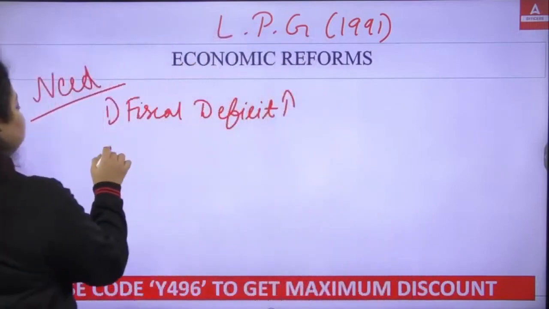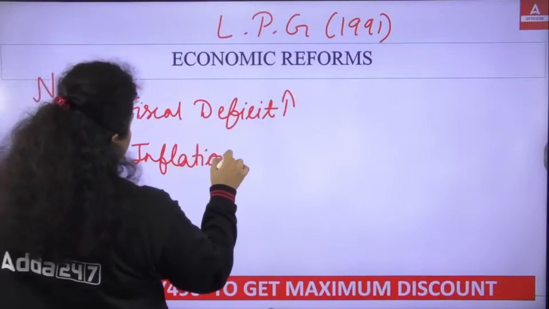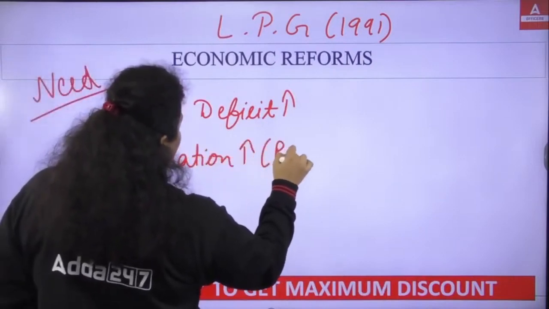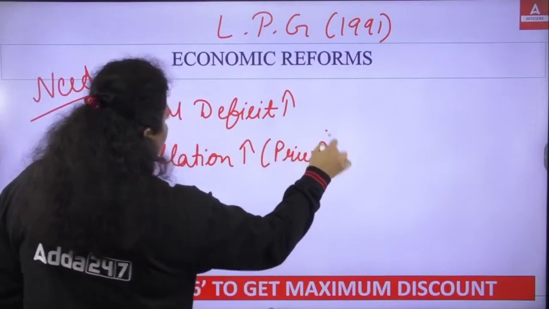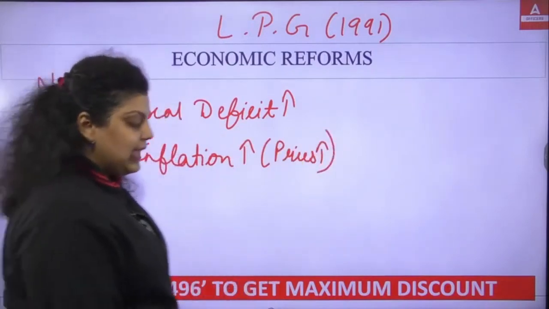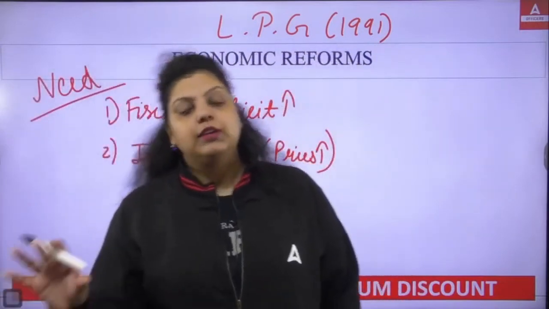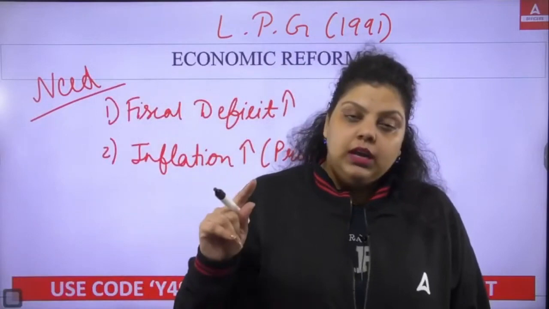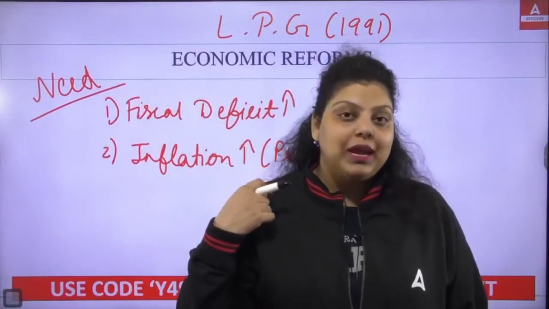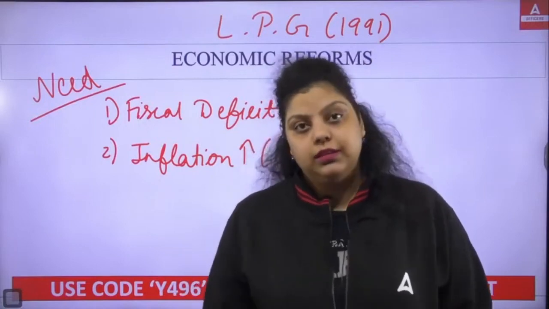The second reason was that inflation was rising continuously. An increase in inflation means prices were rising. So at that time in 1991, India reached a galloping stage. 16% plus inflation was there in the country. If inflation is rising, it means prices are rising. If the prices are rising, it means your cost of living is increasing.